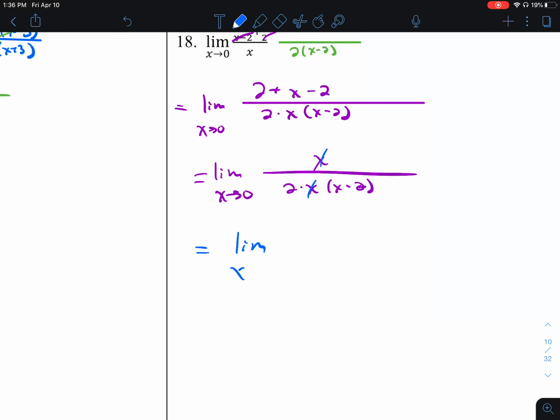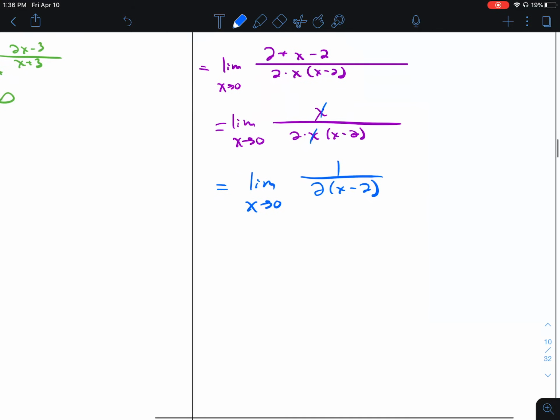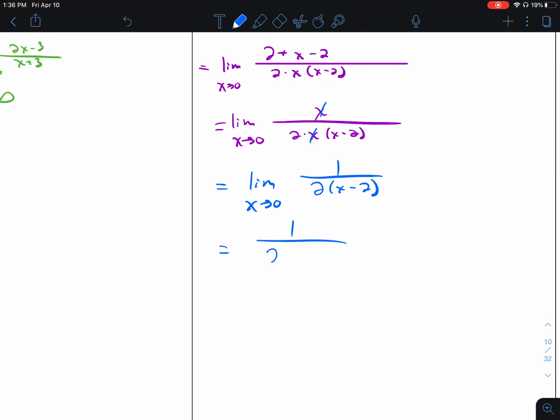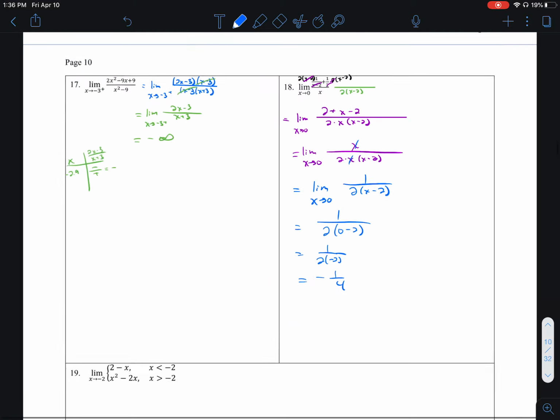So now I have the limit as x approaches 0 of 1 over the difference of x and 2, times 2. I can now evaluate the limit by putting a 0 into the x values, and that's going to be negative 1/4.